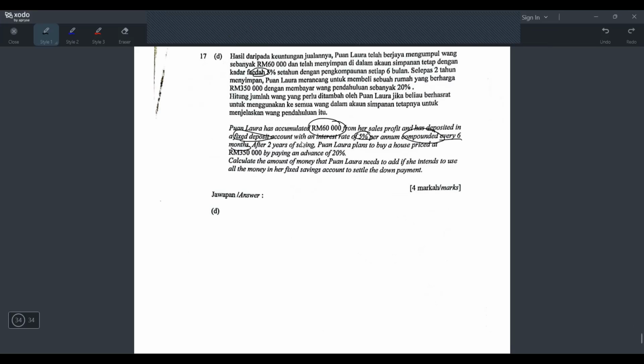Okay, and then after 2 years of saving, Puan Laura plans to buy a house priced at 350,000 by paying an advance of 20,000. Calculate the amount of money that Puan Laura needs to add if she intends to use all the money in the fixed savings account to settle the down payment. Okay, this is compound interest, and the compound interest formula is like this: MV equals P bracket 1 plus r over n, to the power nt.